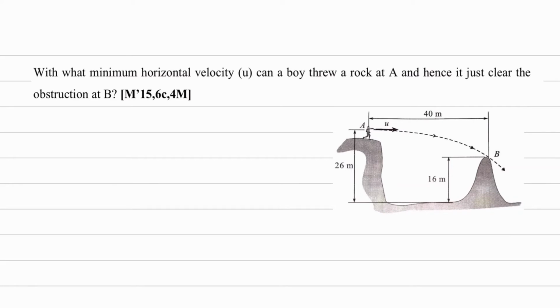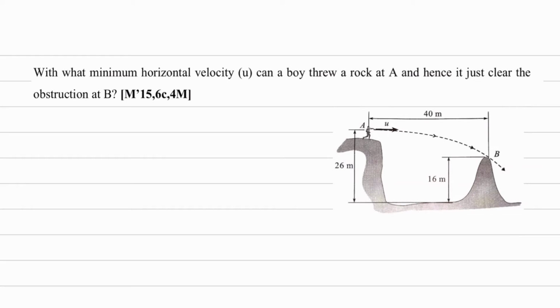So here you can see an elevation is there and one more elevation is there. We have point A and point B. So we'll read the question here. With what minimum velocity u can a boy throw a rock at A so that it just clears the obstruction at B? Here you can see this velocity vector, it is u.